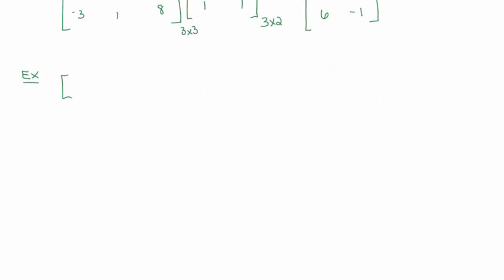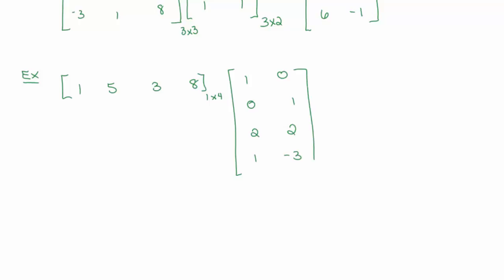So let's take a row matrix, 1, 5, 3, 8. Now that's a 1 by 4. I'll multiply it by a column. No, not a column. Let's multiply it by a regular old matrix here: 1, 0, 0, 1, 2, 2, 1, negative 3. Notice this is a 4 by 2. So this multiplication is well defined because the inner dimensions match.